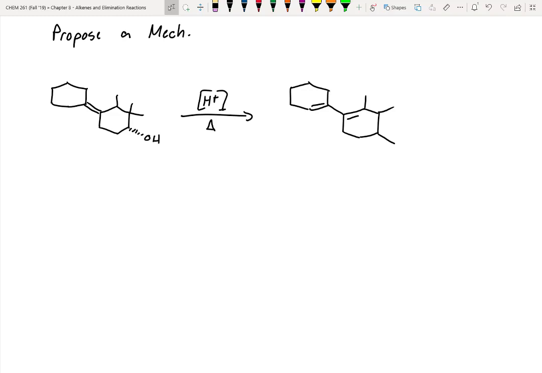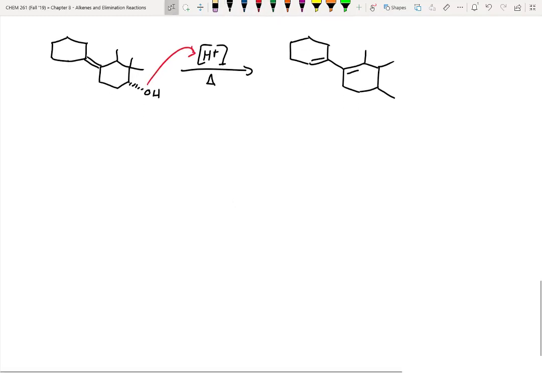All right, it seems like people are getting pretty close on this one. So let's take a look. Just like before, a common mistake I see students make is they say, all right, let's kick off our leaving group. Can't do that. It's not a good leaving group. So first step is going to be protonating our alcohol. So make sure that you show all of these intermediates.